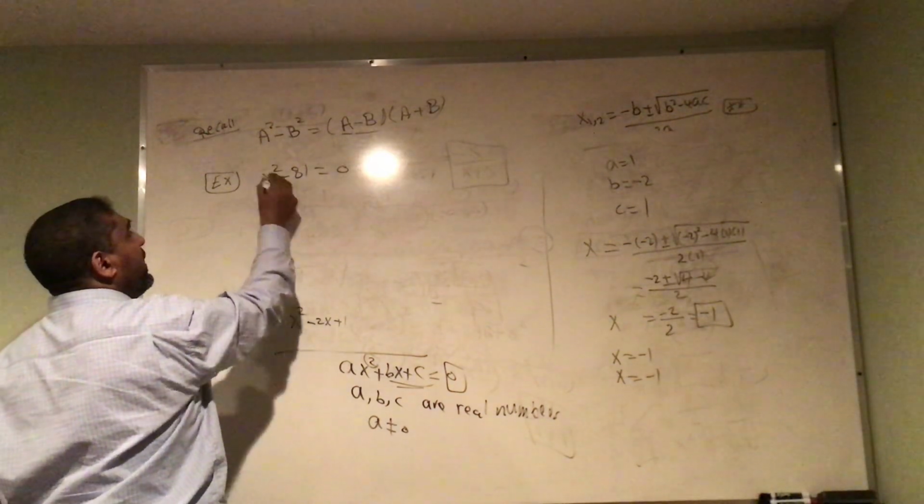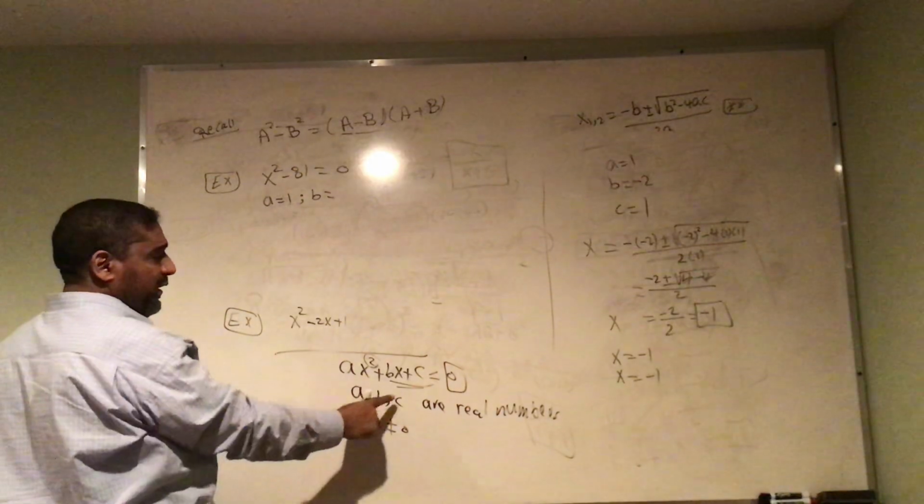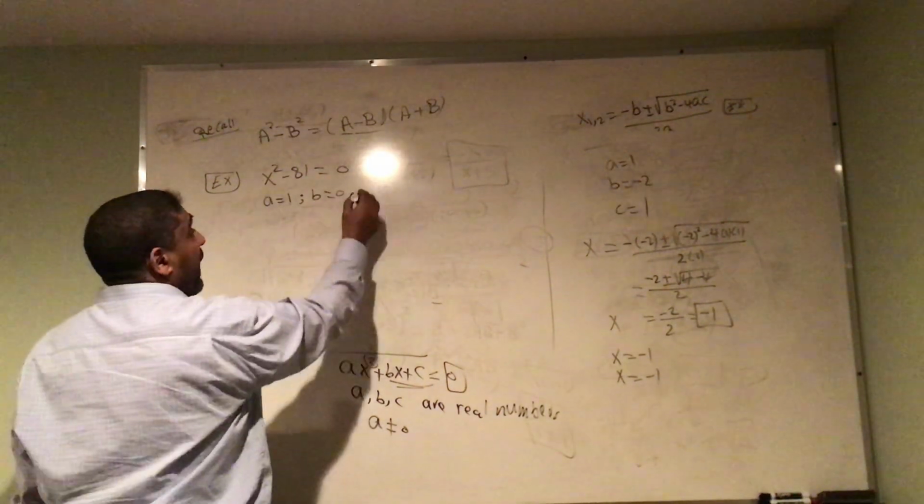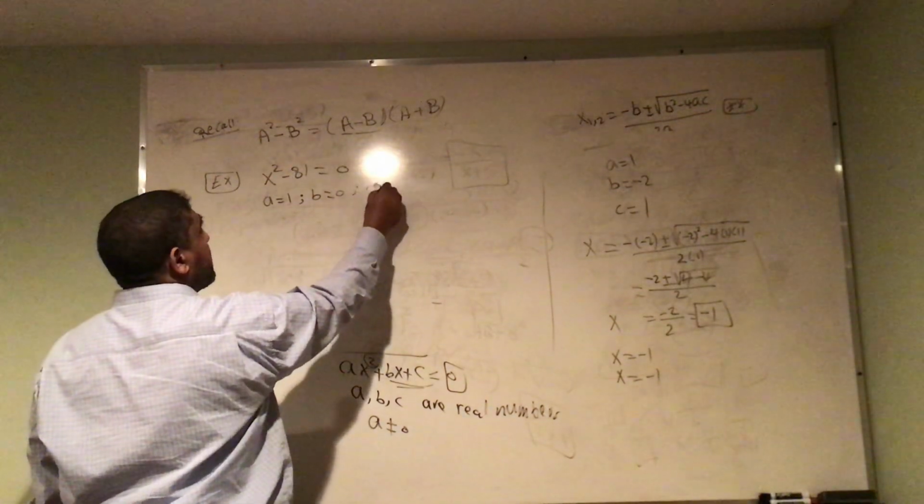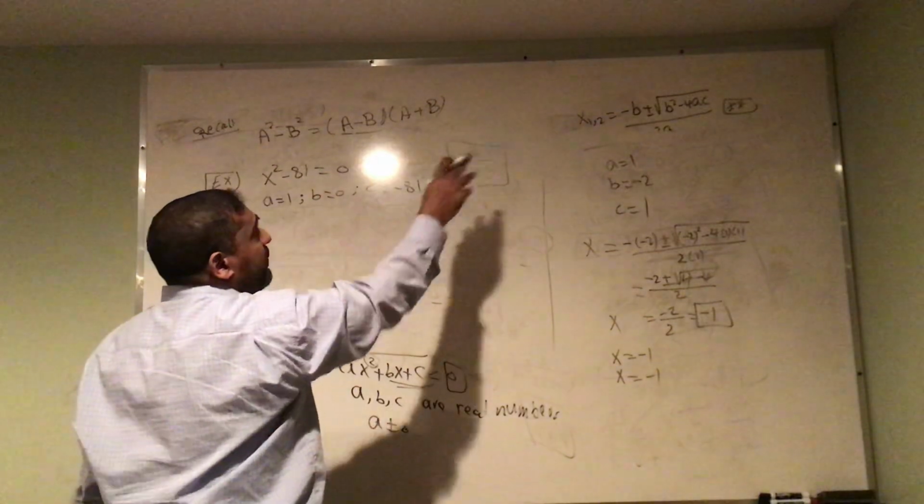What is your a? 1. What is your b? Do you have any x term here? No, you don't have any x, which means your b is 0. And what is your c? That is minus 81. That is one way. I can leave that to you.